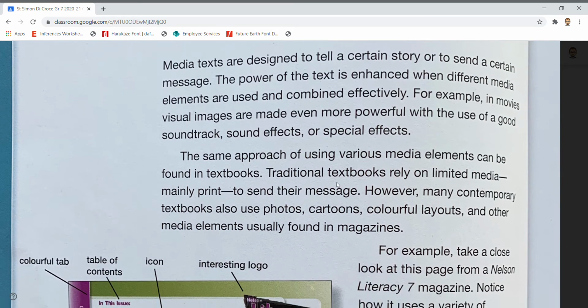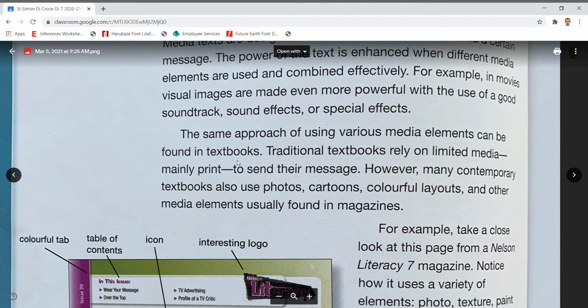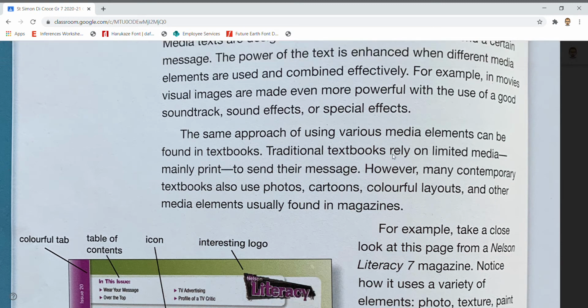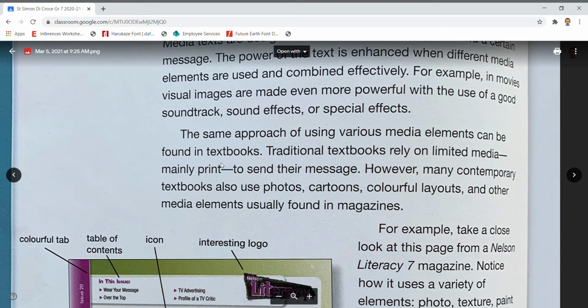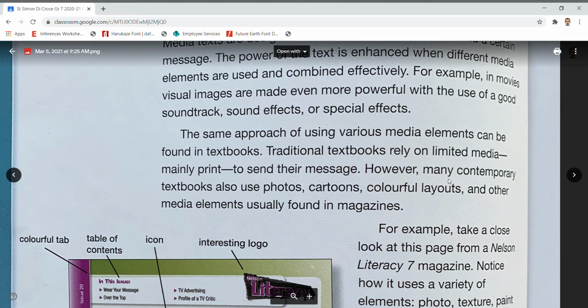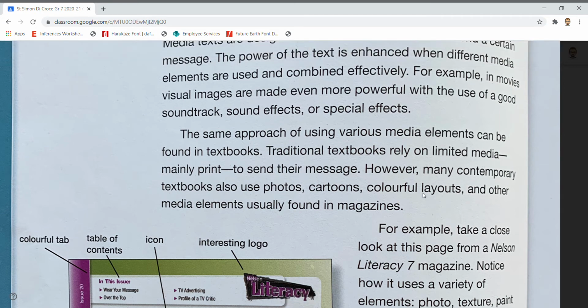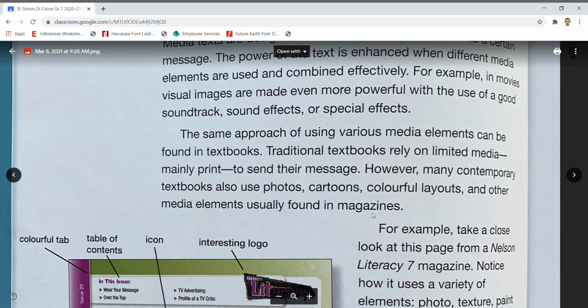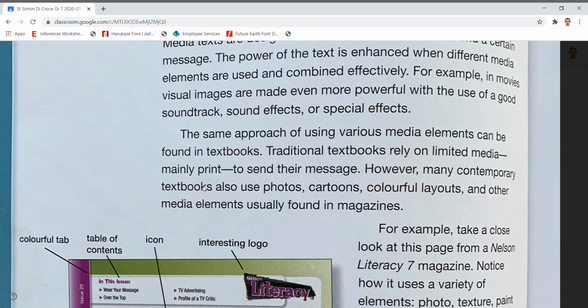The same approach of using various media elements can be found in textbooks. Traditional textbooks rely on limited media, mainly print, so the words, to send their message. However, many contemporary textbooks also use photos, cartoons, colorful layouts, and other media elements usually found in magazines. These are called text features. They bring the text to life. They really feature it. They draw you in and engage your interest. Otherwise, it would be pretty bland.